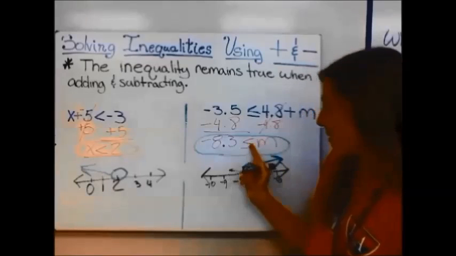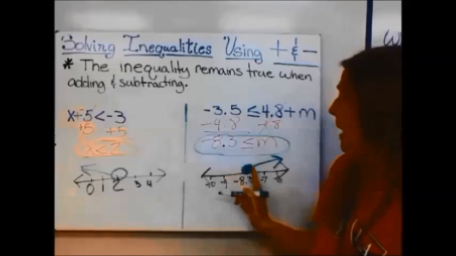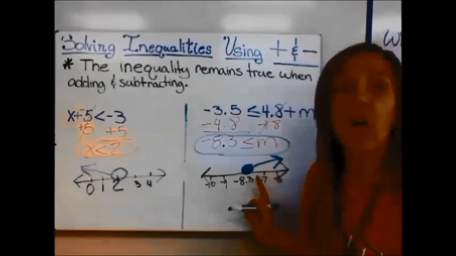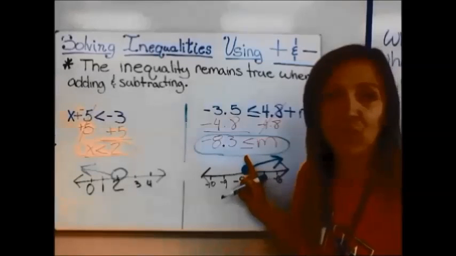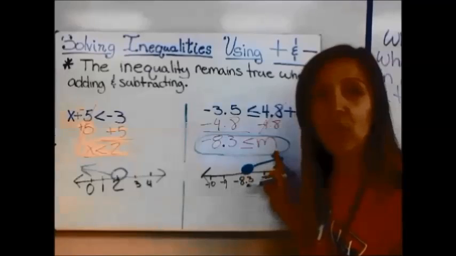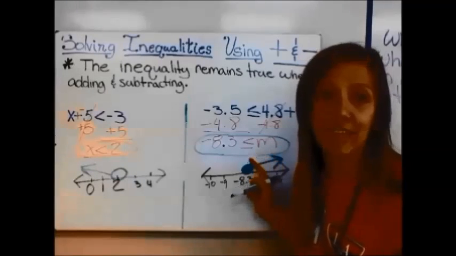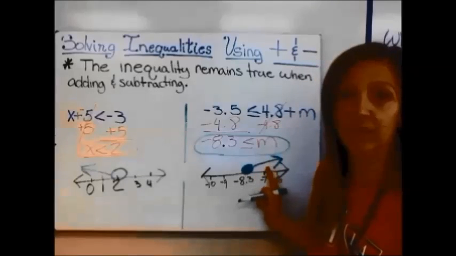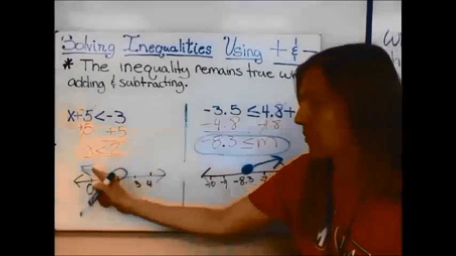Well, my inequality symbol, though, is pointing this way, but my graph is pointing to the right. So your graph will not always point in the same direction as the inequality symbol. You always have to look to see, is my variable bigger or greater than, or is it less than? That is what determines which way your arrow points. In this case, it's greater than. In this case, the variable was less than.